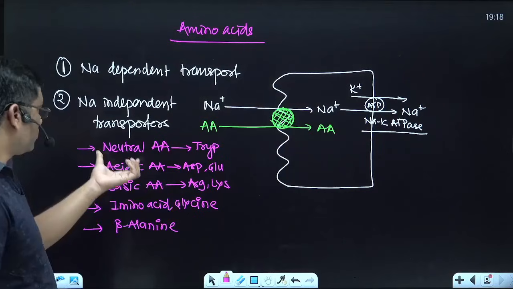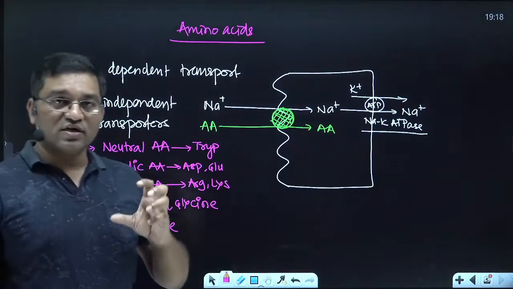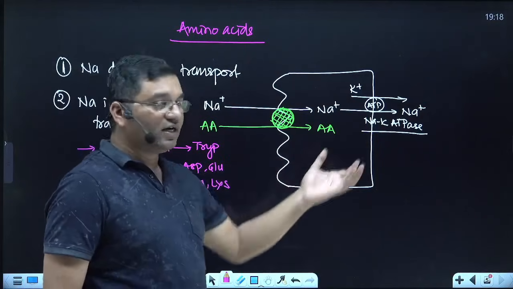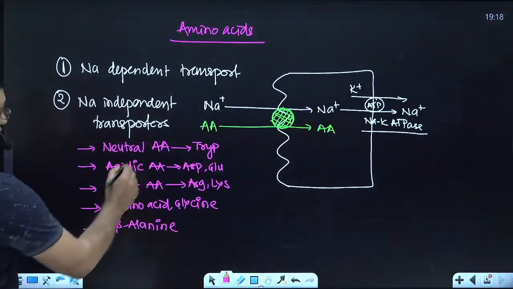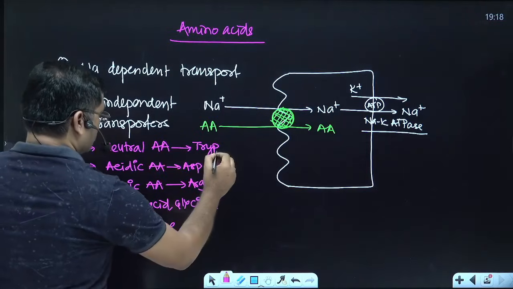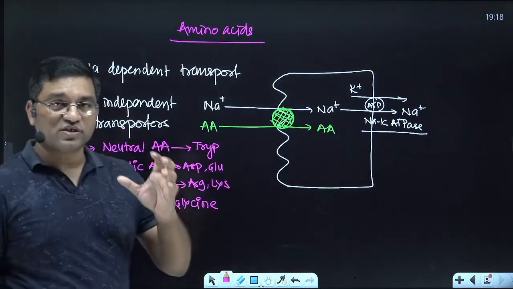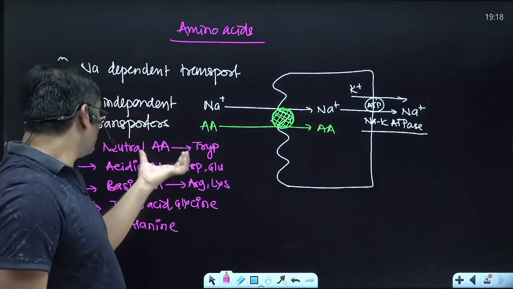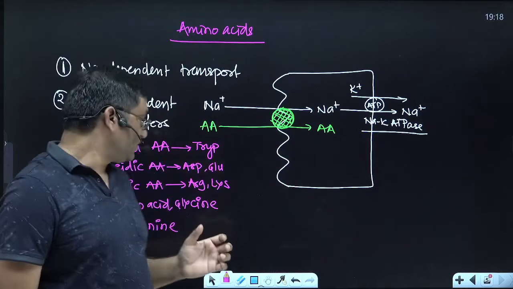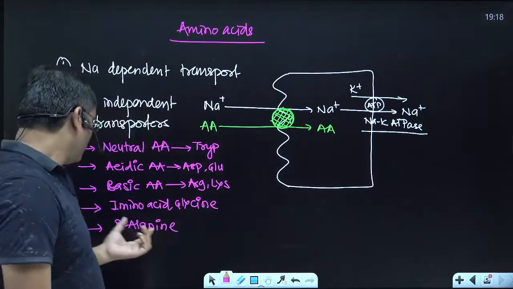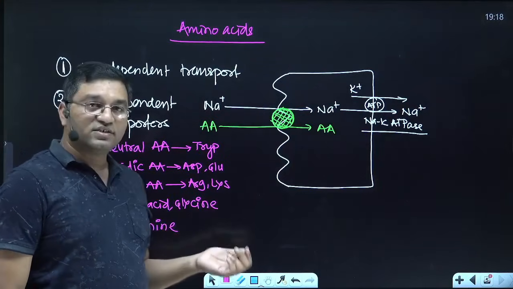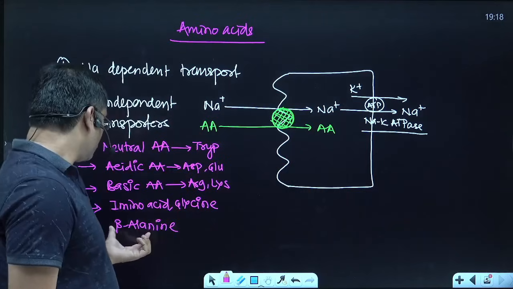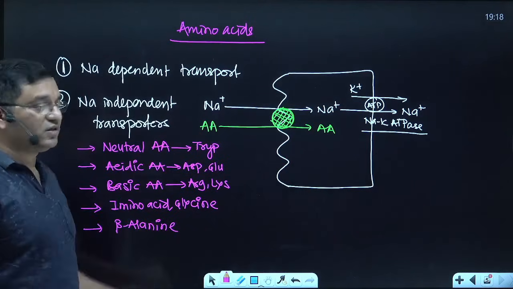So these are the 5 sodium independent transporters which are available for the transport of amino acids into the intestinal cell and into the circulation. So 5 types: neutral amino acids, specifically tryptophan, also phenylalanine, tyrosine, valine, isoleucine, leucine; acidic, aspartate, glutamate; basic, arginine, lysine; imino acid and glycine with the same transporter; and the beta alanine transporter.